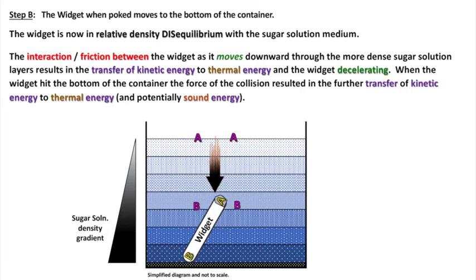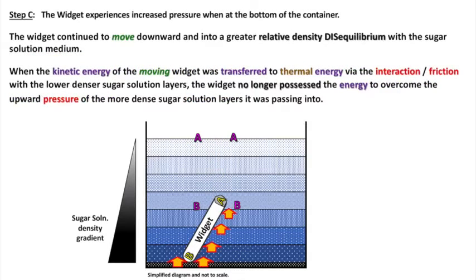of the collision resulted in the further transfer of kinetic energy to thermal energy and potentially sound energy. Step C. The widget experiences increased pressure when at the bottom of the container. The widget continued to move downward and into a greater relative density disequilibrium with the sugar solution medium. When the kinetic energy of the moving widget was transferred to thermal energy via the interaction friction with the lower density sugar solution layers, the widget no longer possessed the energy to overcome the upward pressure of the more dense sugar solution layers it was passing into.